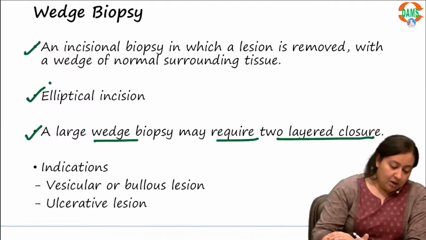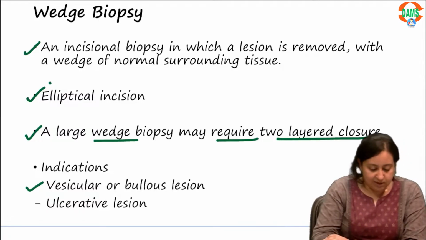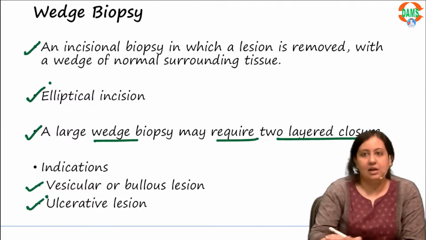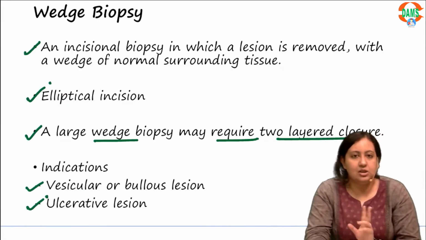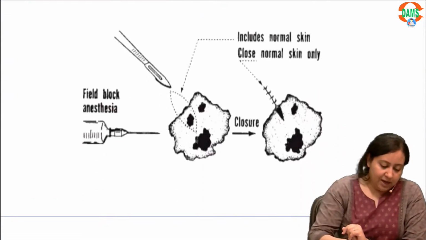All right. Now the indications for wedge biopsy are vesicular or bullous lesions and ulcerative lesions. All right. These two are your indications for a wedge biopsy. Now let us see what is a wedge biopsy.